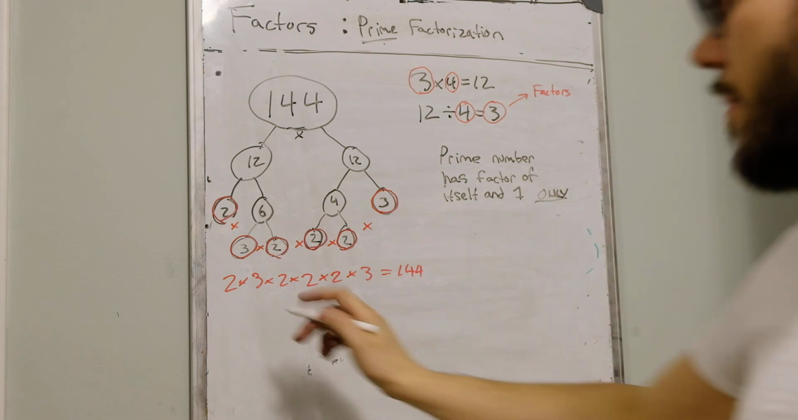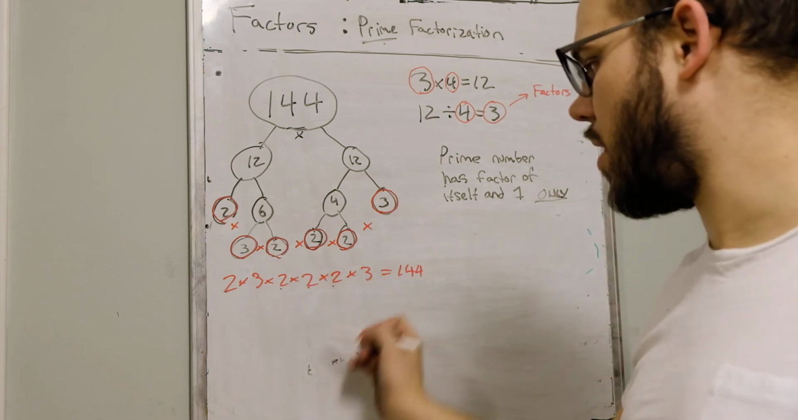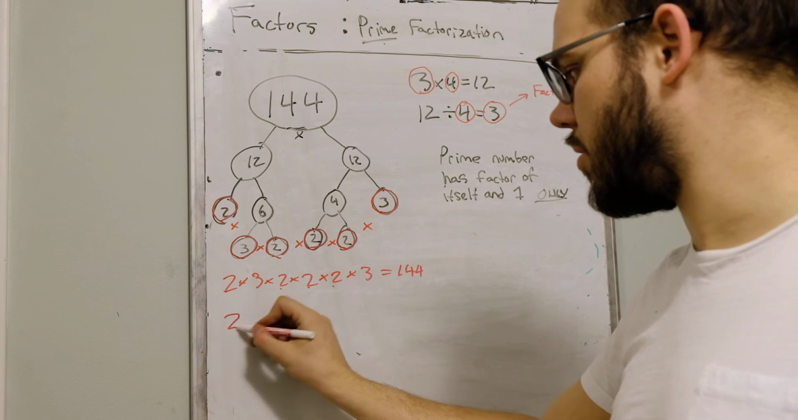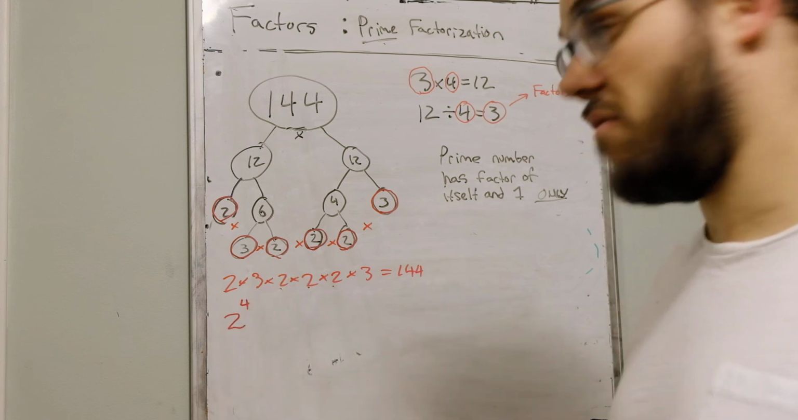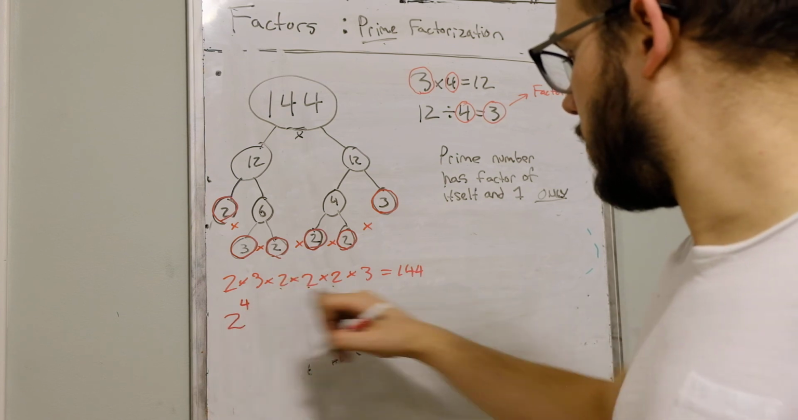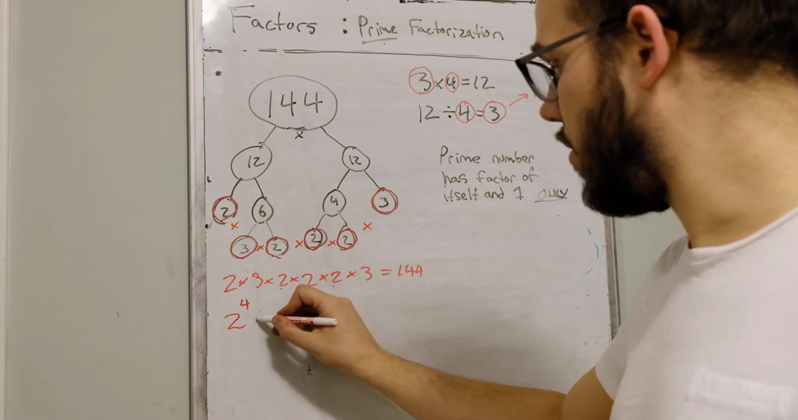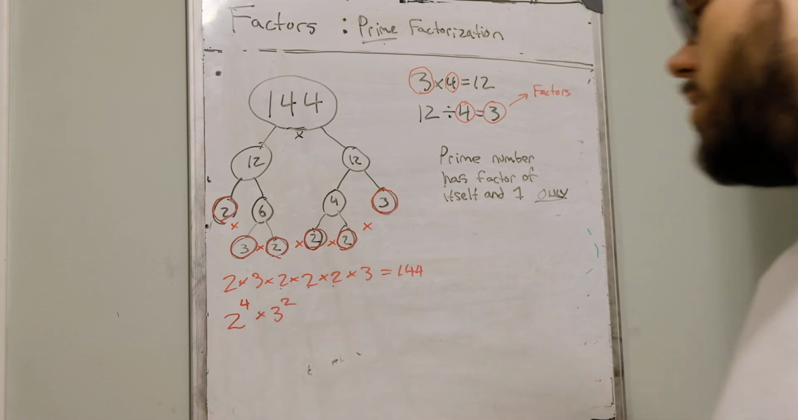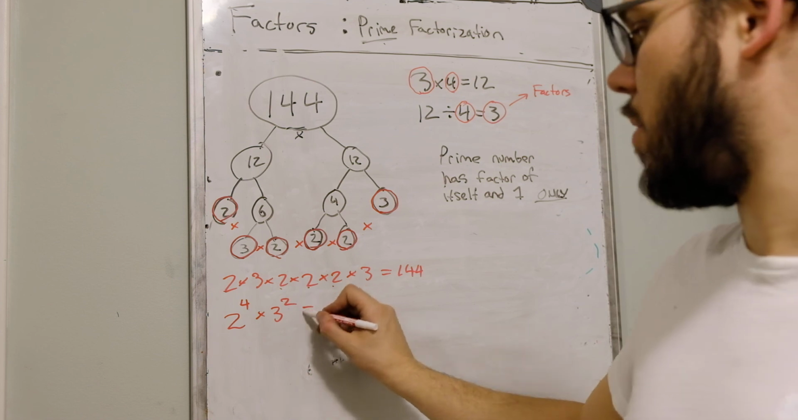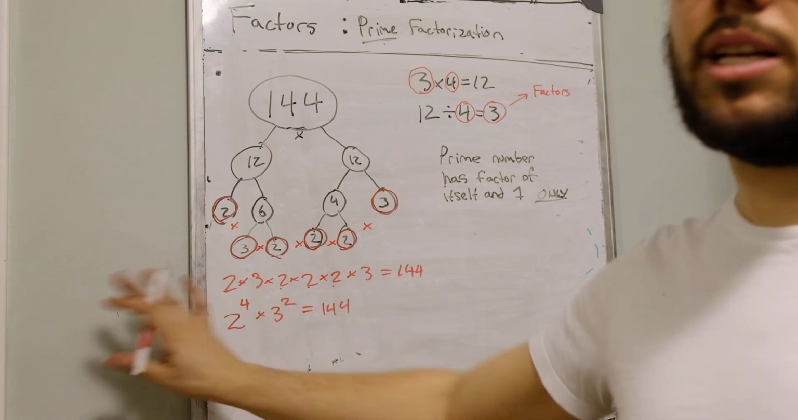If we want to be really mathematical, we could even gather up some of our numbers. We have 4 2's here, so we can write this as 2 to the power of 4. And we have 2 3's, so we could write this as 3 to the power of 2. We could just write it like this if we wanted to. But that's a little extra.